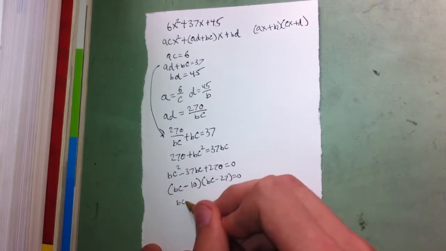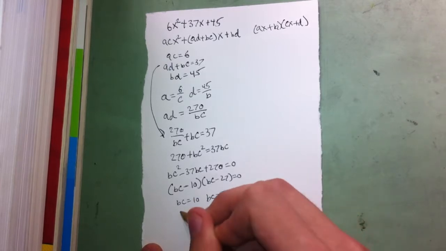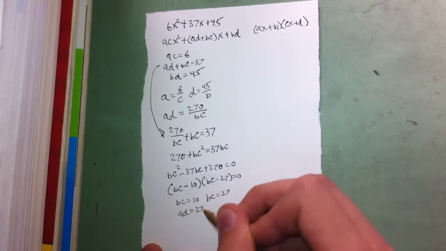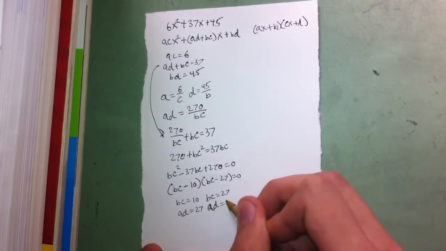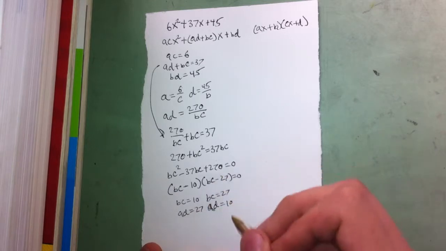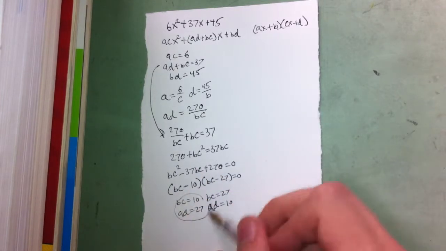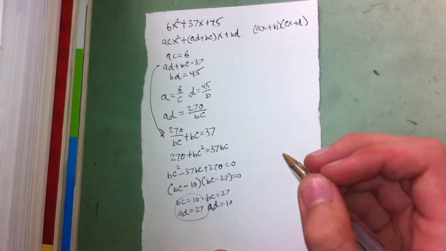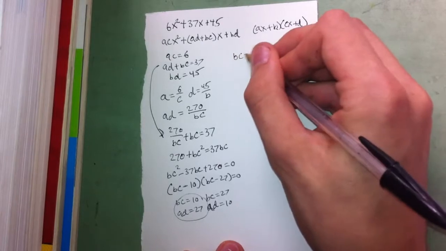And so we know either BC equals 10 or BC equals 27, and then AD either equals 27 or AD equals 10 because AD and BC have to add to 37. Once again, it doesn't matter which one we pick, so we'll just choose the first one. We'll say BC equals 10 and AD equals 27. So we'll write that here.